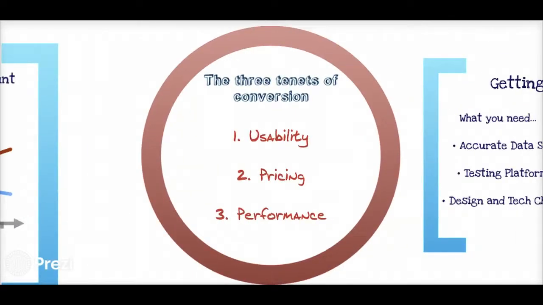There's three components of conversion optimization that we should talk about today. Usability: how easy is your site to navigate and to order or to become a lead or contact the brand. Your pricing, as well as the performance. All three of these, especially in e-commerce, are very heavily intertwined and need to be evaluated.